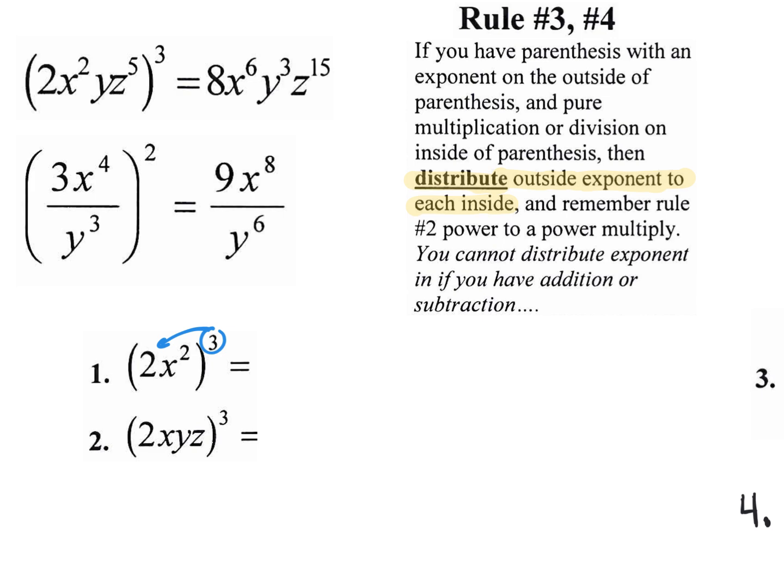There you go. Okay. Because again, that 3 gets distributed and you're going to end up with 2 to the third. That's an ugly 3, I apologize. And then, yeah, x to the 6th. So final answer, 8x to the 6th, right? How about this last one? Super easy. What's the answer to that one?